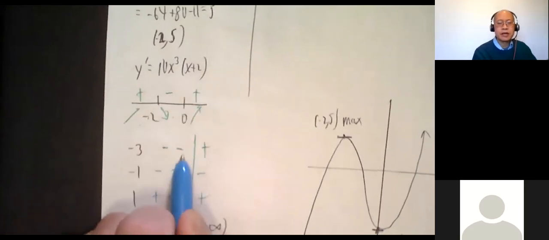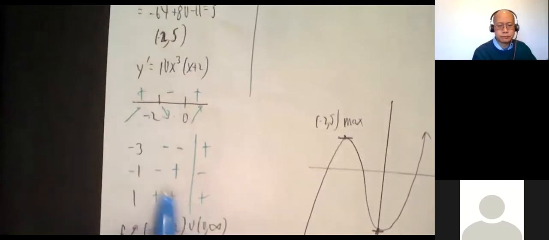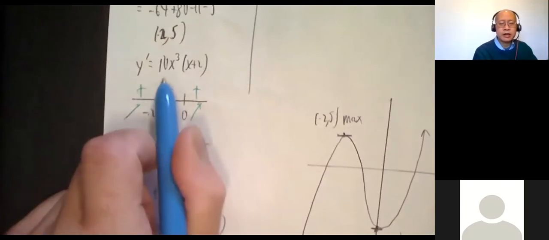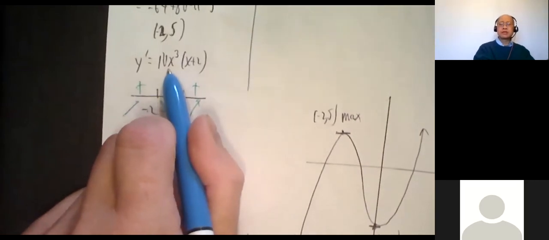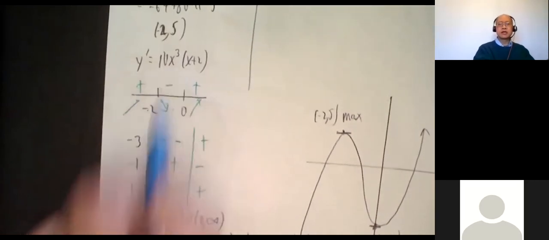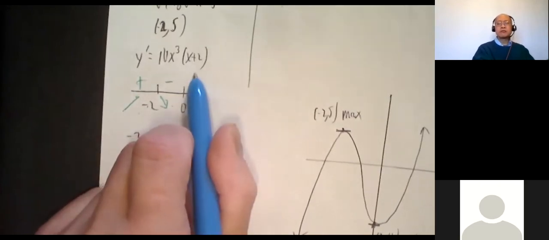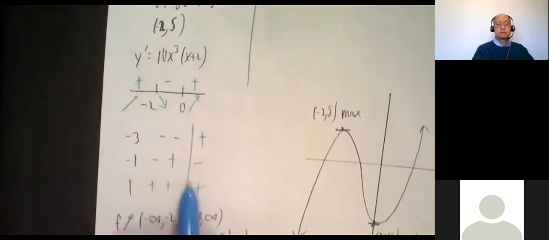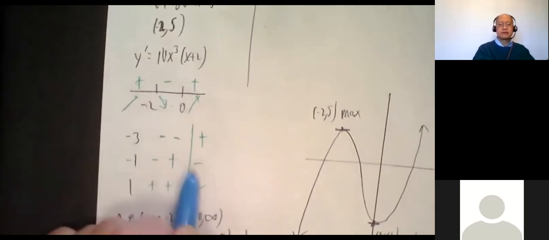Negative 1, negative. Negative times a negative, positive. Negative 1: 10 times negative 1 cubed. Negative 1 times negative 1 times negative 1 is negative 1, times 10. It's negative. Negative 1 plus 2, positive. Negative times positive, negative.